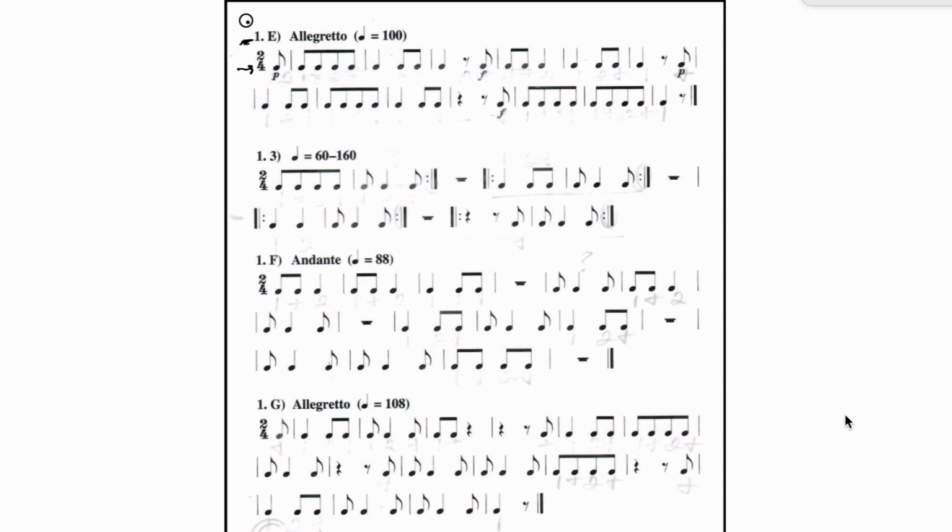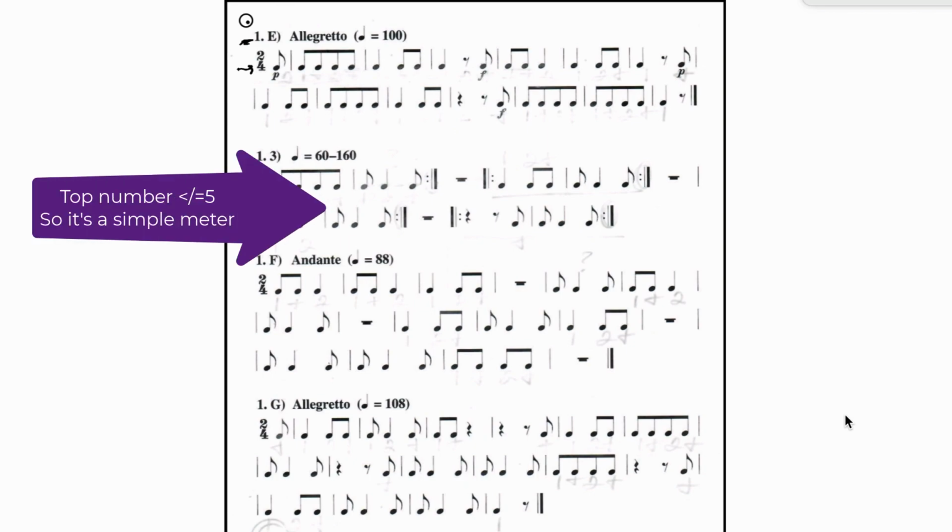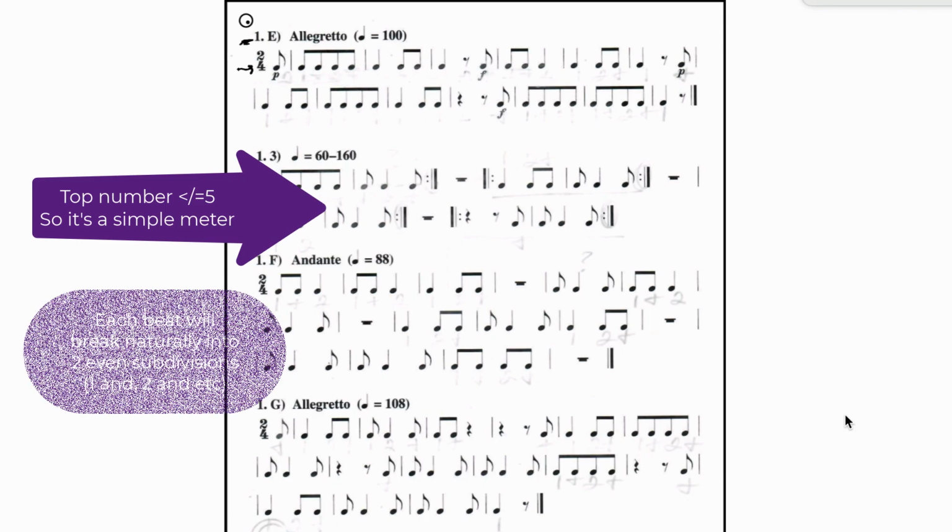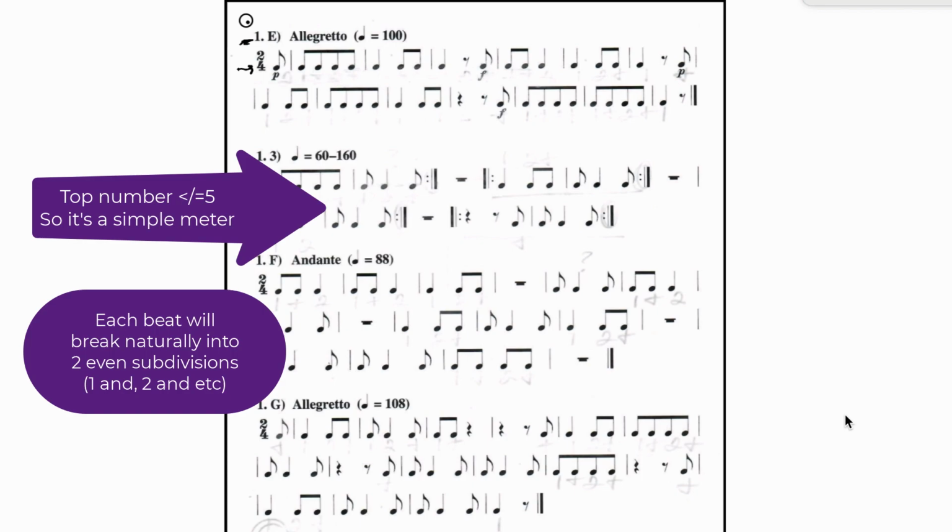So we're going to start with the very first example at the top of the page. It says 1E here. And we're looking at a meter that says 2/4. Let's think about all the things about a 2/4 meter that we could determine without even looking at the specific rhythms inside this little example. 2/4. The top number of the time signature is less than or equal to 5. So this is a simple meter.